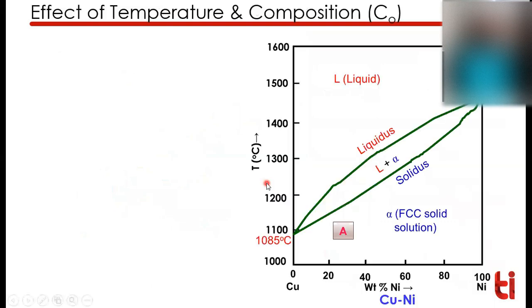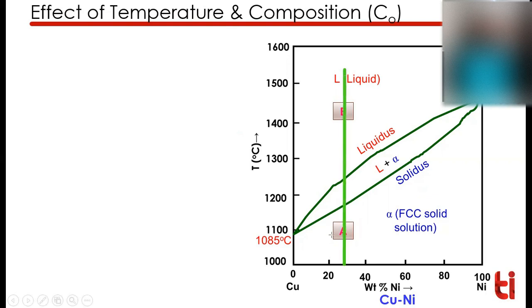Now we'll see the effect of temperature and composition. Is there any effect of temperature and composition? So we'll take this phase diagram I already put. If you see these points A and B, suppose I have made an alloy. I made an alloy of roughly 25% nickel, added in copper and melted. So this is my alloy composition.